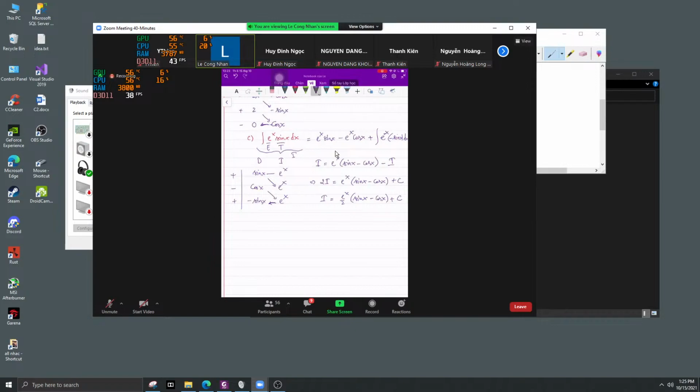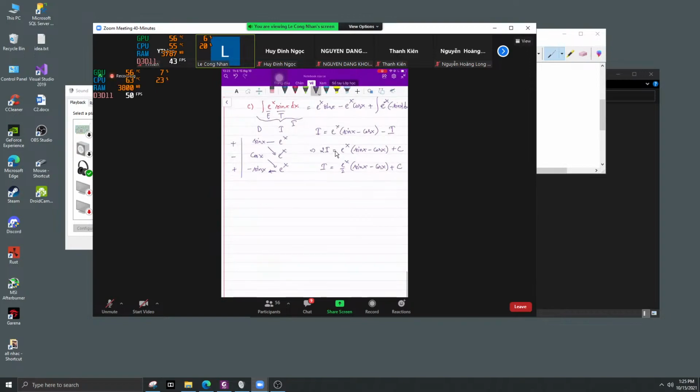Okay, similarly, we can apply the integration by parts for the definite integral. The integration by parts. Another example.